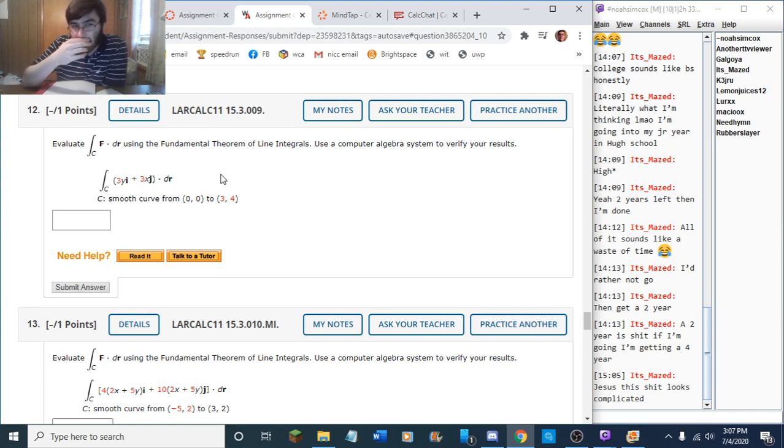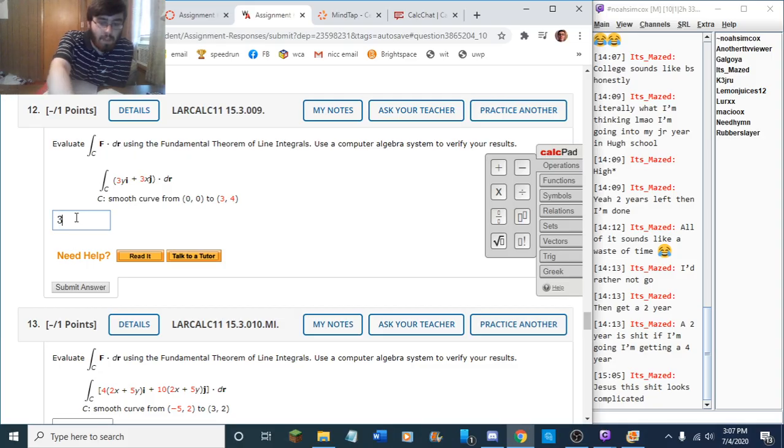4 is 36. And then you subtract that from 0, 0, which is 0, which is 36. That's that problem.